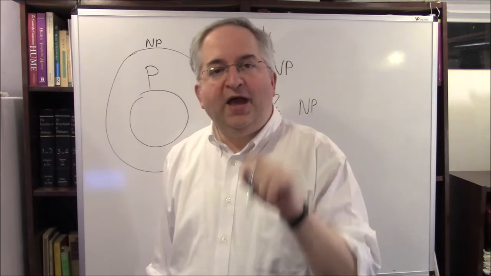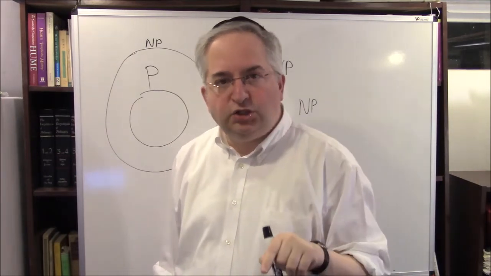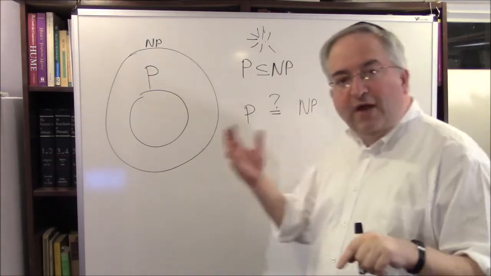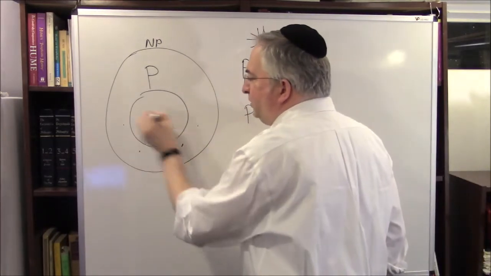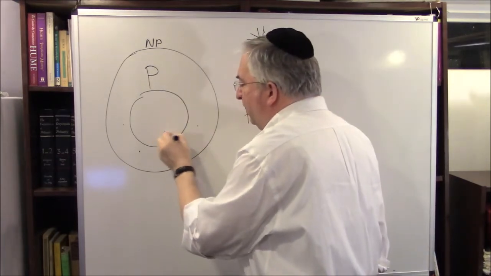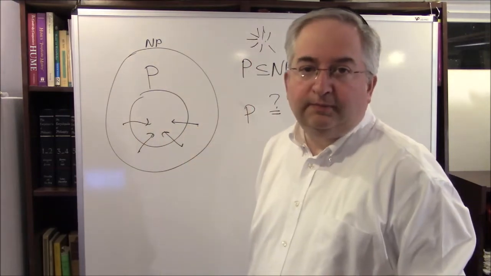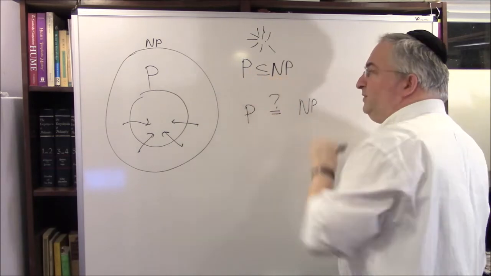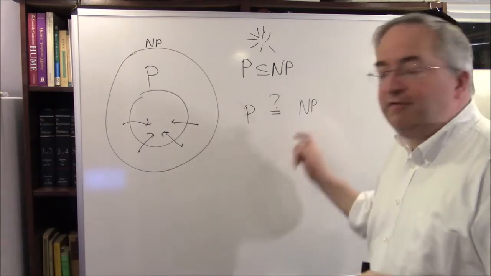Great. We had 5 hard problems. Maybe there's a trick. If there was some polynomial trick, then all 5 of those problems would become polynomial. So now we're asking the same question. We know P is a subset of NP, but maybe they're in fact equal. They would be equal if there is a trick.